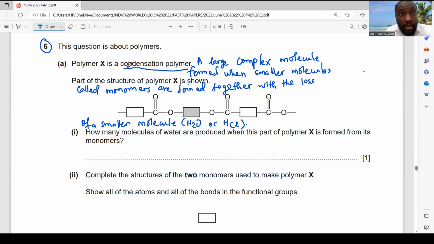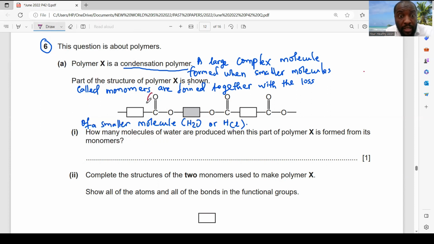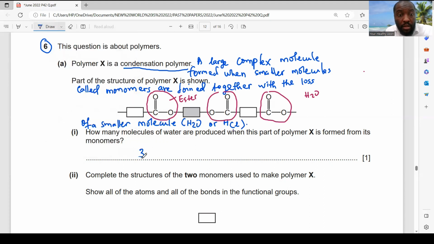When we look at that polymer again, we'll find a kind of linkage. This linkage is an ester linkage, and we have 3 of them. Each ester linkage produces a water molecule. So if we have 3 of them, then we're going to have 3 water molecules being produced. So the answer here is, 3 molecules of water are produced.